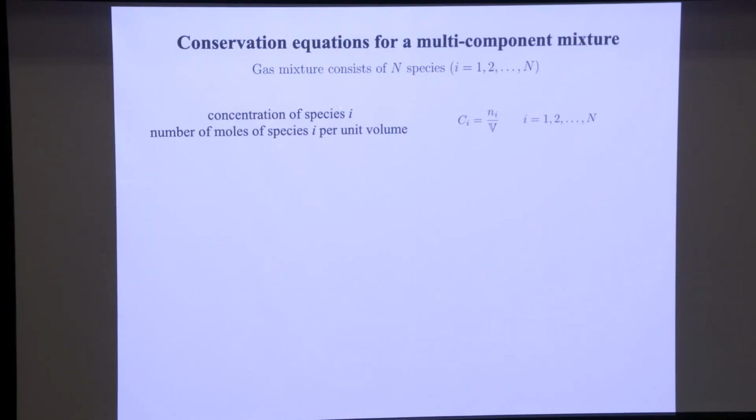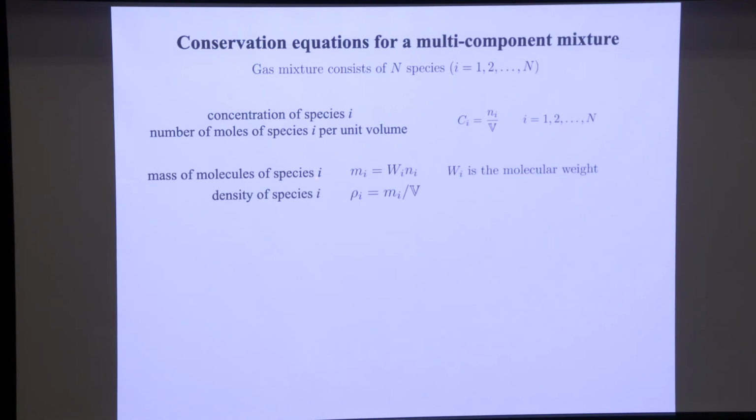The first thing is the concentration of species I inside the volume, which is defined as the number of moles of the species I per unit volume. So Ci is the notation of the concentration, the number of moles Ni divided by the volume. And then we can talk about the mass of the molecules of species I, which will be Mi. It's the number of moles multiplied by the molecular weight of species I, and the density of species I, which is the mass divided by the volume. Okay?